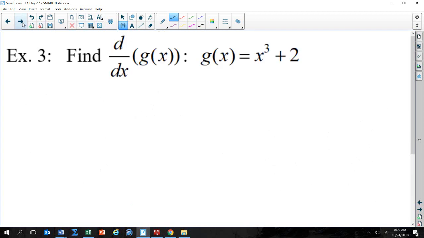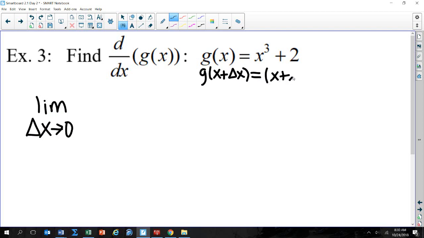Okay, we're finding the derivative of g of x. So same kind of deal here. We're still using that same limit formula. I'm not going to keep rewriting it over and over again. Okay, but the first one is f of x plus delta x, or in this case, g of x plus delta x. So what's it going to look like if I replace x with x plus delta x? Well, it's going to look like x plus delta x cubed plus 2. Everyone agree with that? That's the first part of my limit expression.